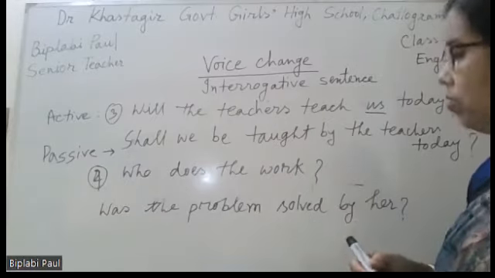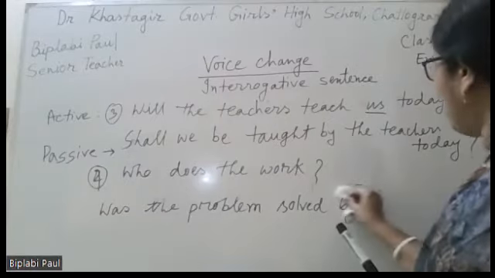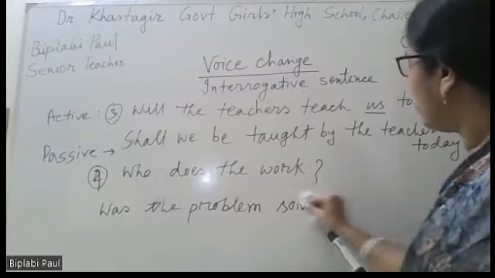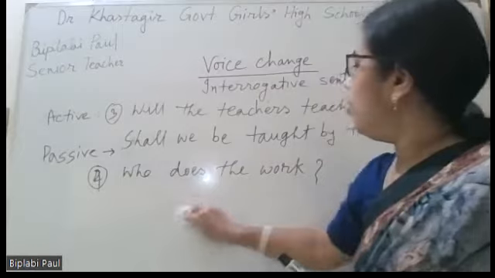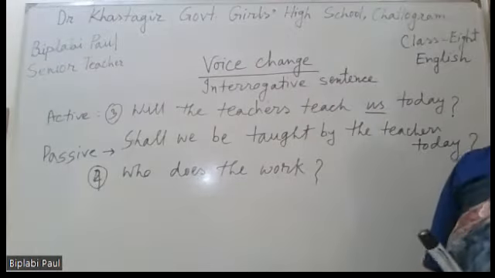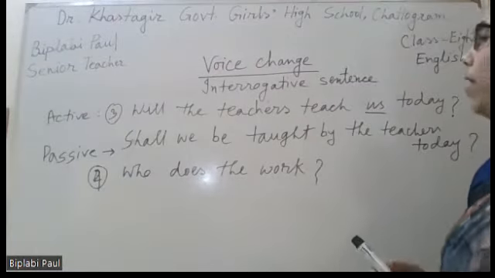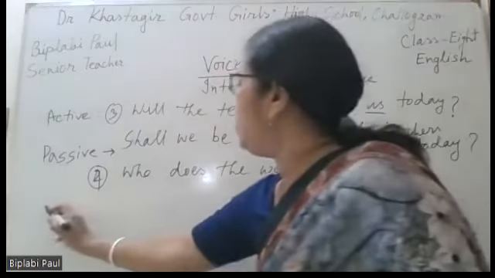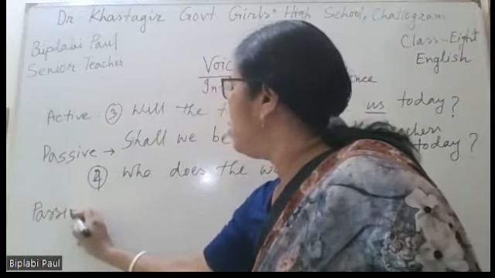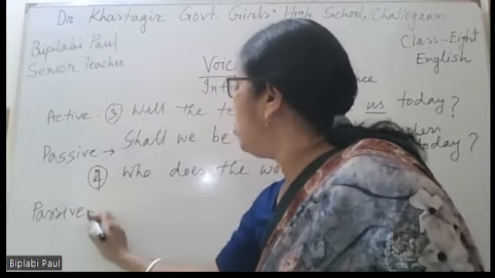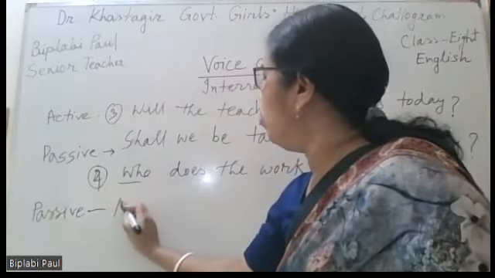The passive form of the sentence will be, for "whom" we have to bring... Do you know what we have to bring? "By whom". The passive form will be, for "whom" we have to bring "by whom".